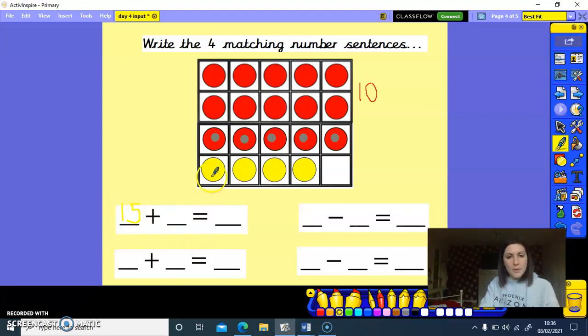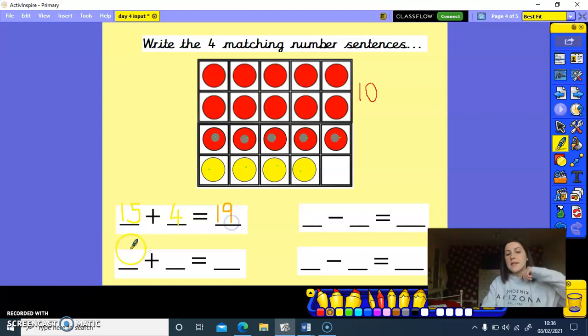And how many yellow? 1, 2, 3, 4. And then I want to know my answer. Well, let's keep 10 in our head. 10. And let's go back through and count them all, shall we? 10, 11, 12, 13, 14, 15, 16, 17, 18, 19. 15 add 4 equals 19.